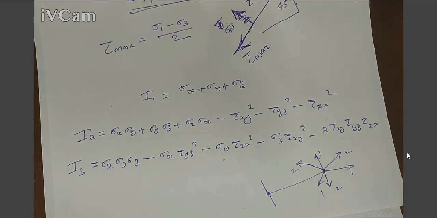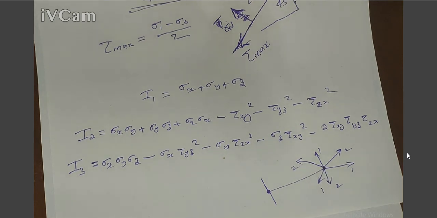For a particular point, if you take any point, there are infinite number of planes that can be drawn on that point. And each stress value is dependent upon the position or orientation of the plane. Stress is a tensor quantity. It is dependent upon the magnitude, vector direction, as well as the orientation of the plane. So in each plane, stress has different values.